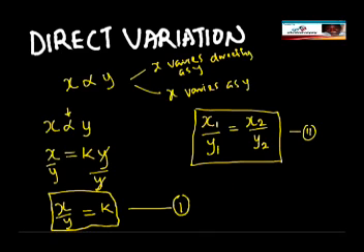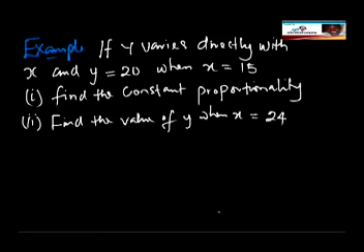Now let us go over and see some examples here. It says if y varies directly as x, this word "directly" has helped us to define the kind of variation we are talking about. If y varies directly as x and y is equal to 20 when x is equal to 15, find the constant of proportionality.